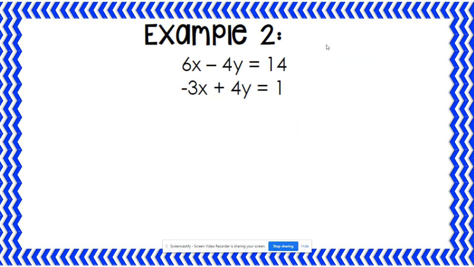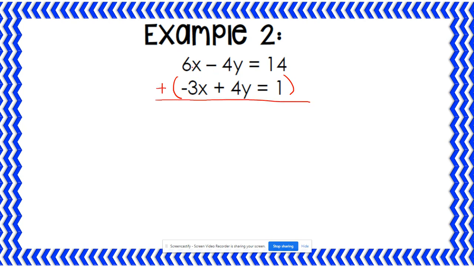Let's look at example 2. In example 2, I look at my x values, and my first equation has a coefficient of 6, and my second equation has a coefficient of negative 3. Those don't create a zero pair, so I'll look at my y values. My y in my first equation has a coefficient of negative 4, and my y value in my second equation has a coefficient of positive 4. I know that negative 4 plus positive 4 will create 0, so those are a zero pair, which means I can take these two equations and I can add them together.